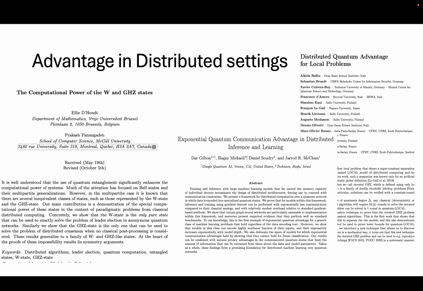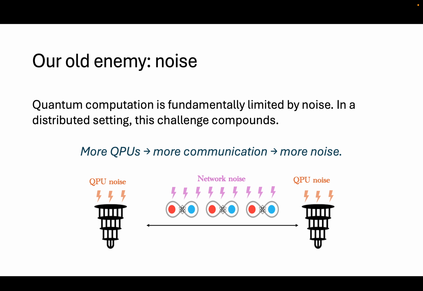So there are reasons to believe in distributed quantum settings beyond just the fact that it will be a necessity from an architectural standpoint. There is real advantage in doing distributed quantum computing. Now, as I've said before, we have our old and well-known enemy, noise. In distributed quantum computing, we're not only dealing with QPU noise, which is pretty problematic, but we're also dealing with network level noise. So we have injections of noise coming from the network that are affecting and decaying our computation.